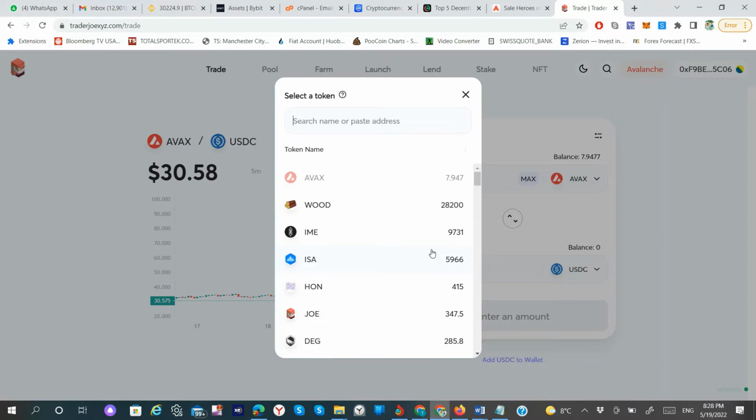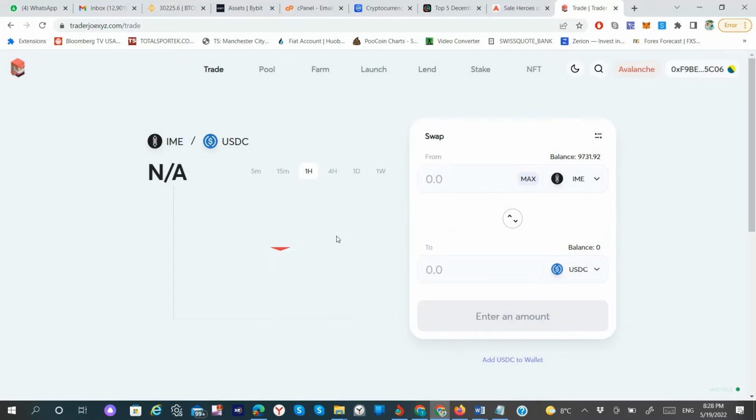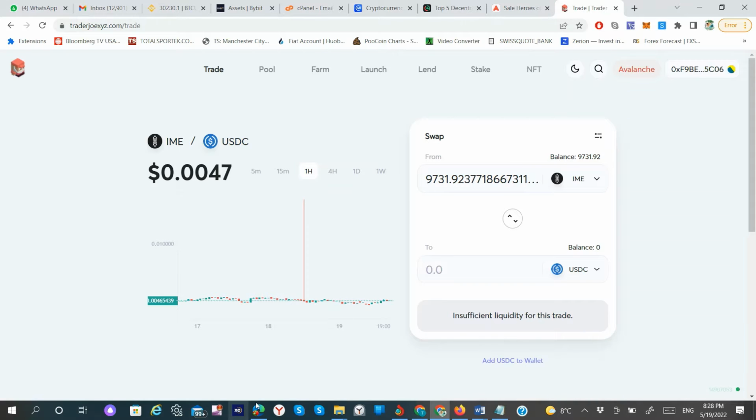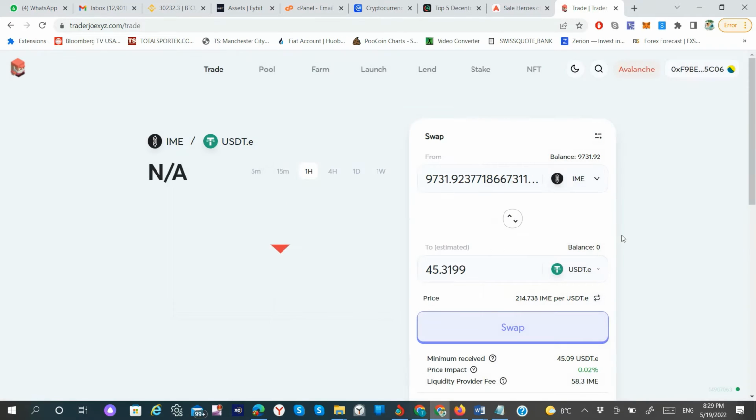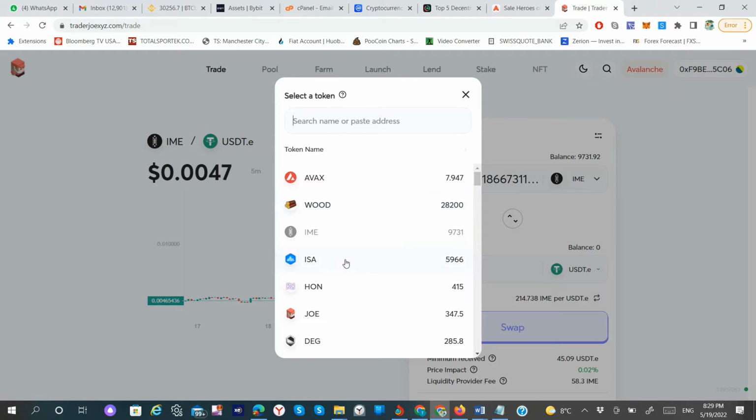So let's start with, let's say, IME and see how much this will be. I will click max. See the price now. The price went down drastically. Let me see. Okay, the price gave us 45. I want to make USDT. So it's 45. I will not sell it. It doesn't interest me to sell this now.